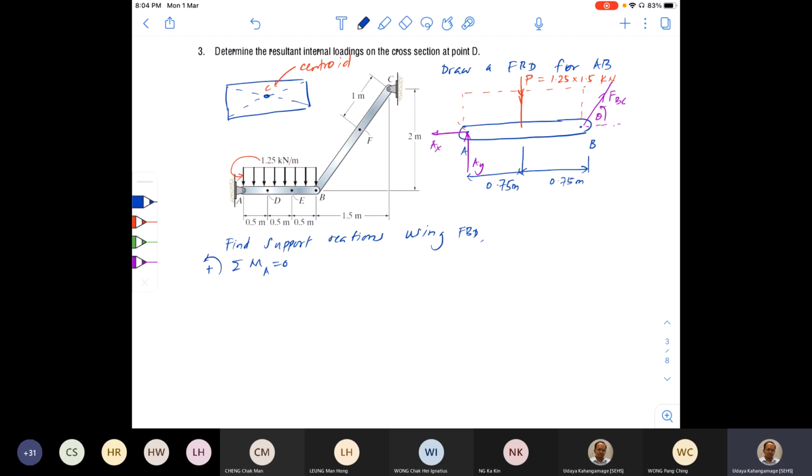Can you write that one? First, we'll take the FBC, apply only the FBC. So FBC has a horizontal component and a vertical component. We take the vertical component. So the vertical component of the FBC is FBC into sine theta, or cosine theta. Sine theta, right? This is the vertical component of the force, and the distance to that point from A is 1.5.